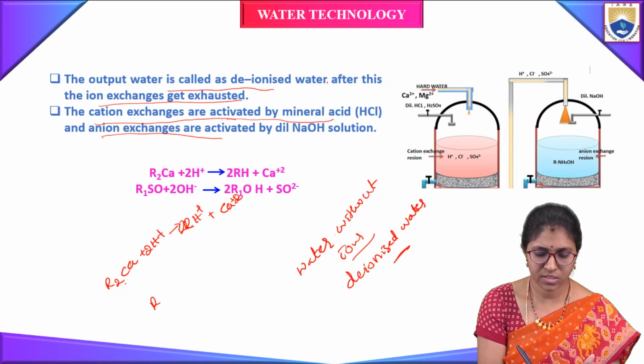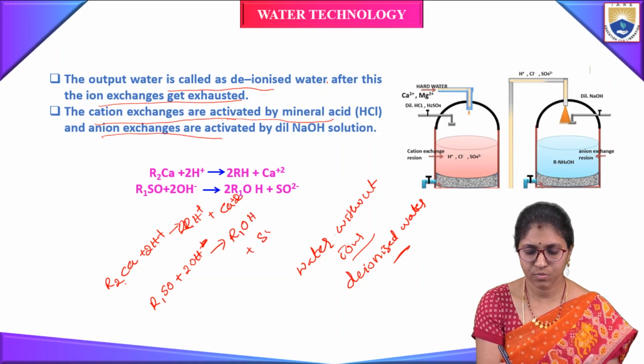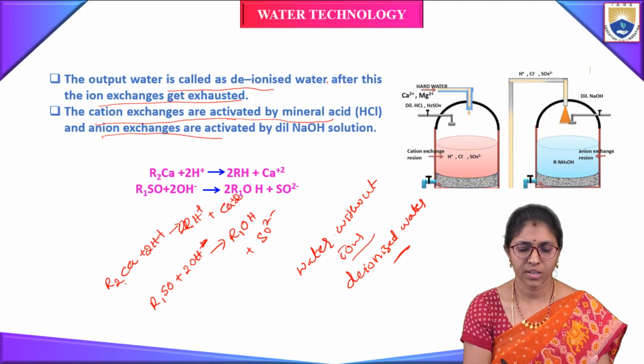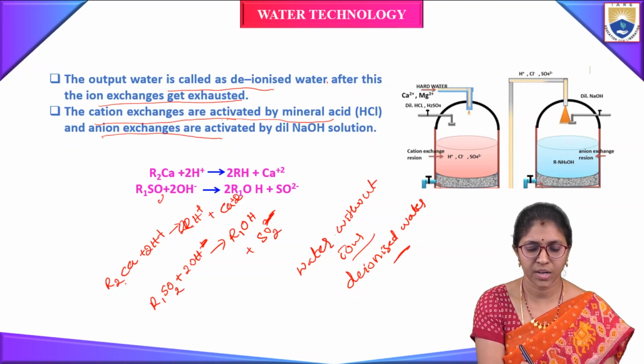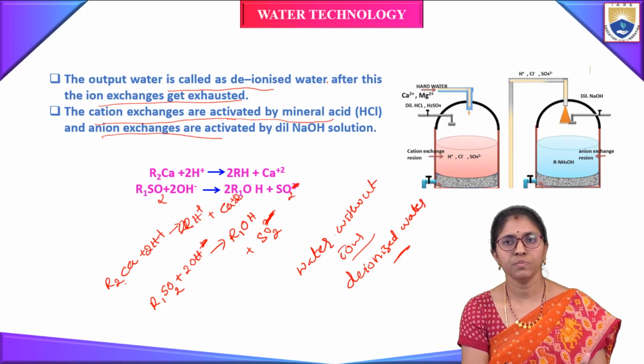For anionic exchange resin, RSO plus 2 OH minus will give ROH plus SO minus 2. Here we will get SO2 minus.